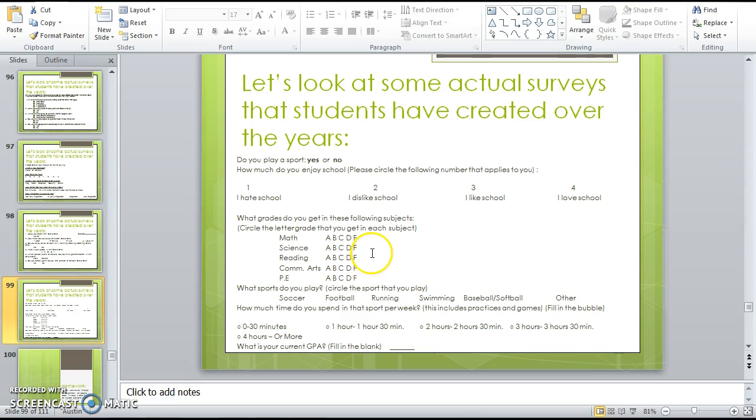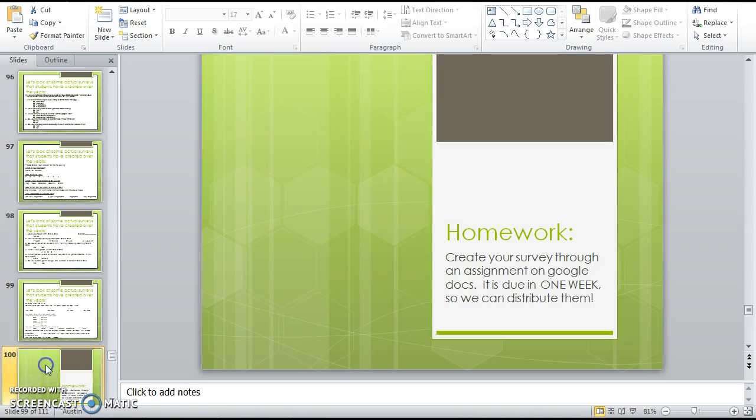It's a little different. It's improved a little, but it's another. This one is comparing sports and grades. Then the GPA number. And that's another thing too. You have to ask a question that someone actually knows how to answer, right? Okay. So for your homework, you're going to create your survey, do an assignment on Google, but we have one more thing we need to talk about.